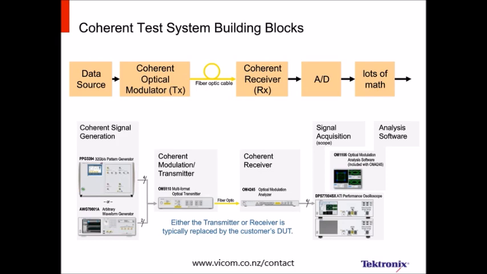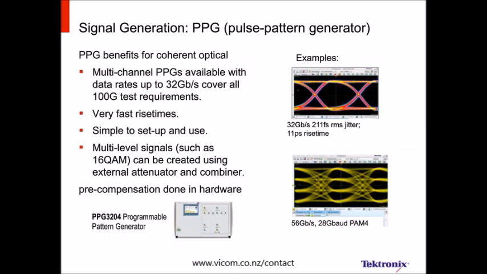So now focusing in on the pulse pattern generator. The pulse pattern generator is probably what we're all most accustomed to. Basically putting out a binary pattern, and these are available up to 32 gigabit per second and higher, with very fast rise times. But one thing I want to point out is that you can use these also to make multi-level signals. You can take two pattern generators, attenuate one of them, and then resistively combine, and that's going to give you a 4-level signal, for example.